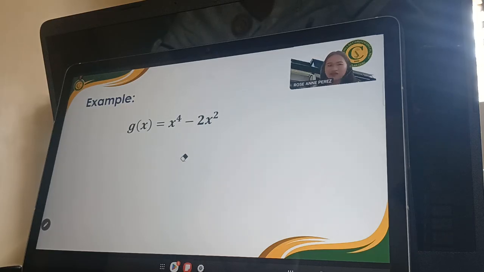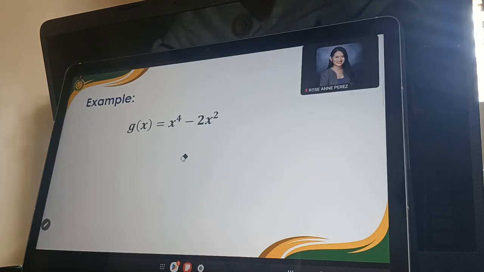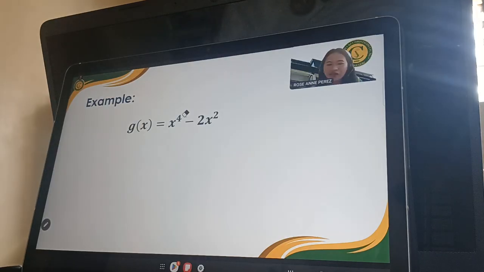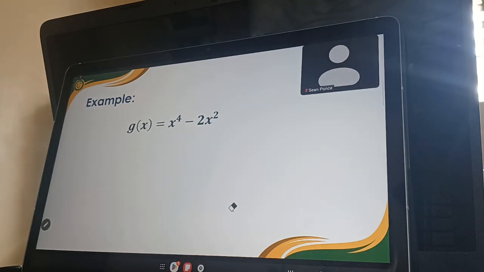I'll be giving you 1 minute. Okay, done? What function is this? Is it even, odd, or neither? Okay, let's call another student.